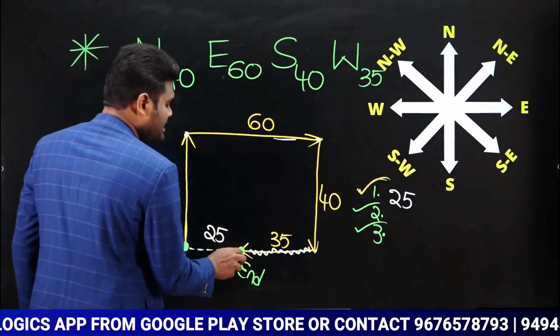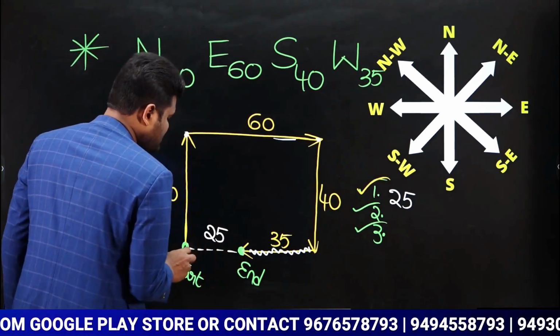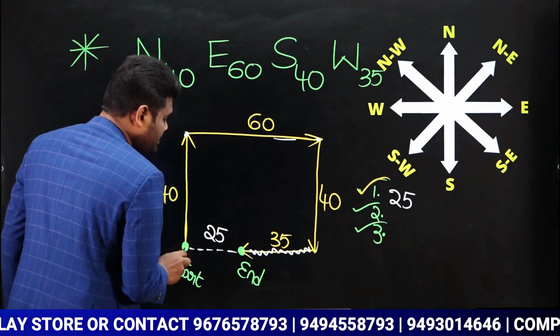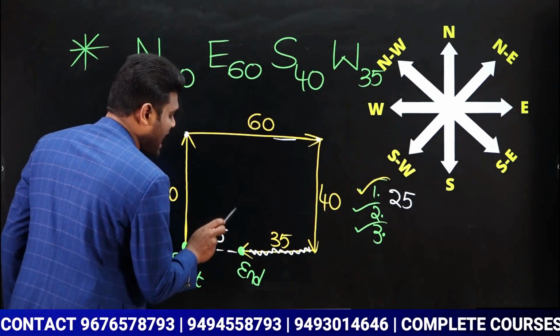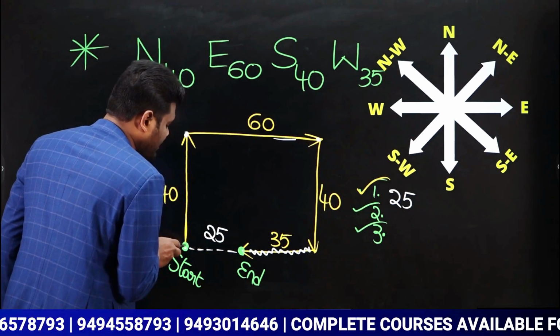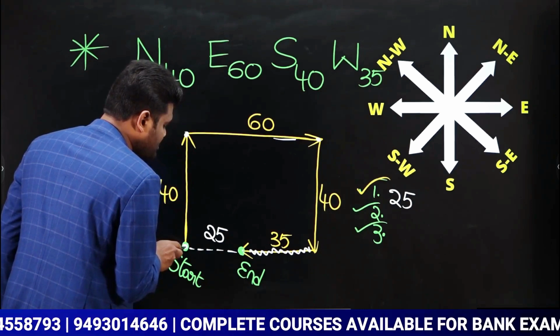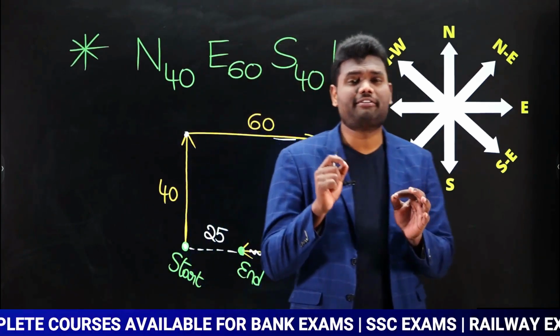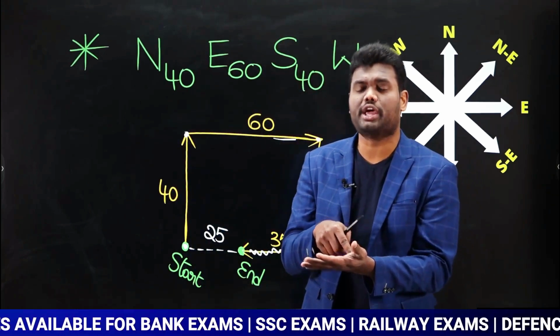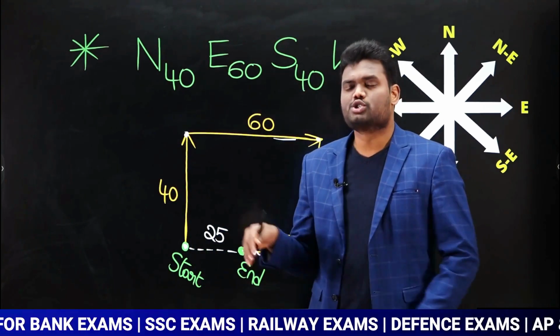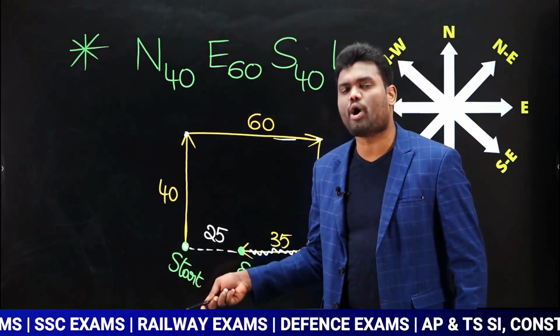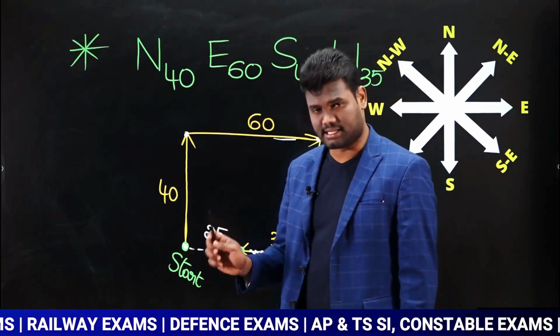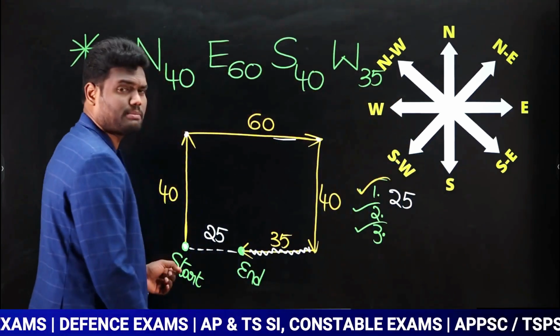Now if you observe, this is the ending point, yes or no? This is the starting point. My question is, in which direction is the ending point from the starting point? From the starting point means you need to look from the starting point. Is it clear? Very important. Whenever I say from the starting point, you need to look from the starting point, so the starting point is going to be our reference.